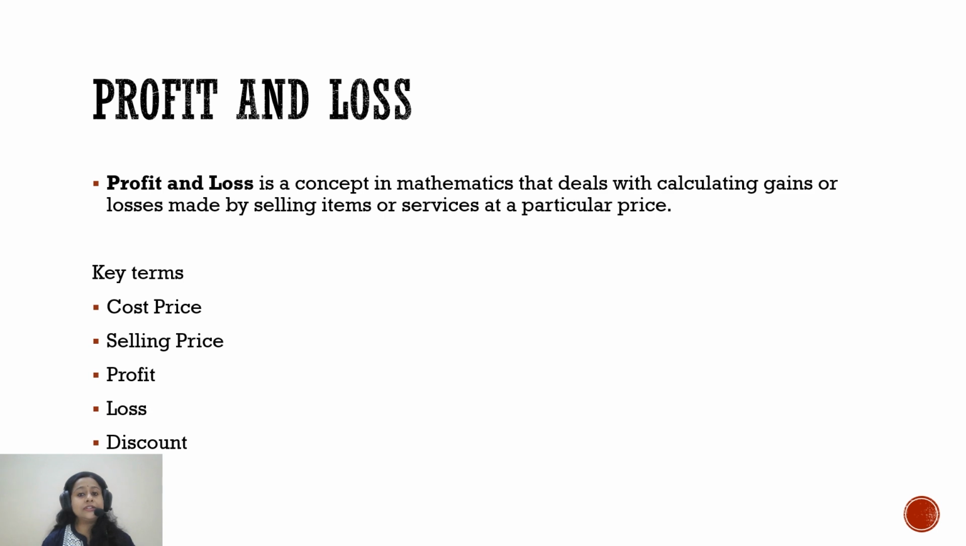So we will learn about some key terms associated with profit and loss, like cost price. What is cost price? What is selling price? How to calculate profit percentage? How to calculate loss percentage? And also a very important concept which is often used in our real life, that is discount. Sellers also provide discount on the marked price or listed price of the product. So we will learn all these concepts. First, starting with cost price.